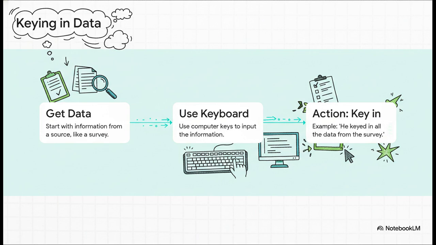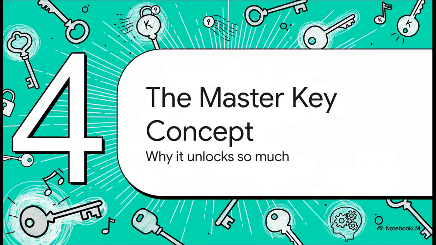Well, imagine you've got all this information from a survey, you sit down at the keyboard, and you physically key in the data. The word transforms from being a thing into the direct action of using that thing. It's just a super efficient piece of language. And that brings us to our final section, the master key concept. We've seen key as a noun, an adjective, and a verb. So now, let's put it all together and finally answer our big question. Why is this one word so powerful?